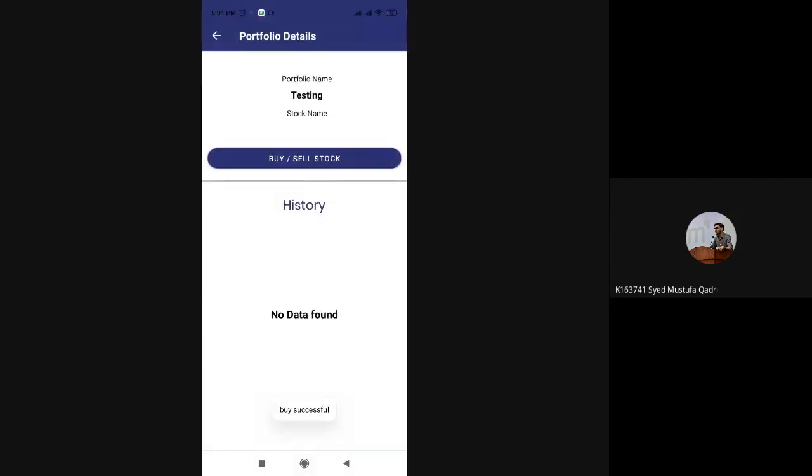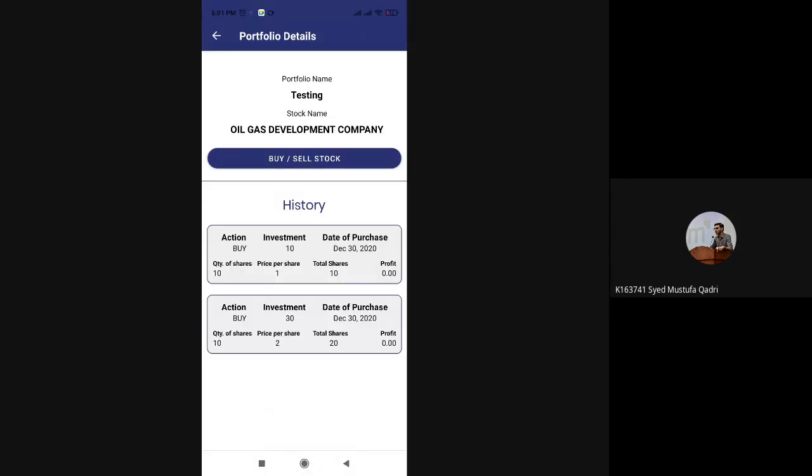So you can see that another list has appeared having the total investment. Previously our investment was 10 rupees, and now after buying shares at 2 rupees each, 10 in number, so 20 for this and 10 for the previous one, the total becomes 30. And we can see that the total number of shares is 20, again profit is 0, and the prices at which we have bought the shares are 1 and 2 respectively.